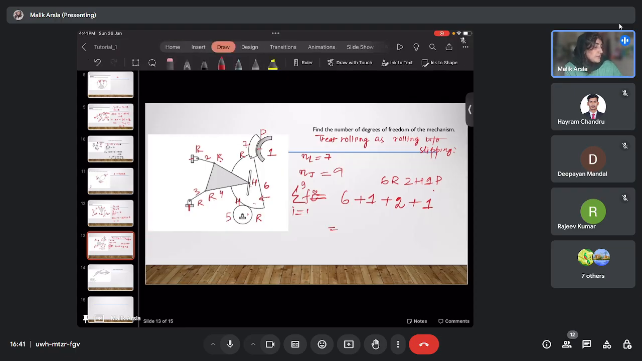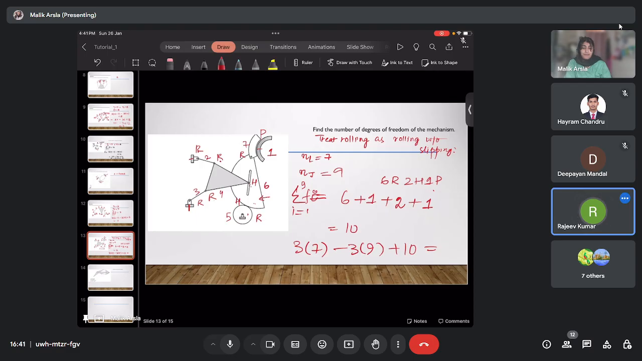So how much will it be? It will be 6 plus 4, it will be 10. So in the formula also you will write it as 3 into 7 minus 3 into 9 plus 10. How much is it coming out to be?